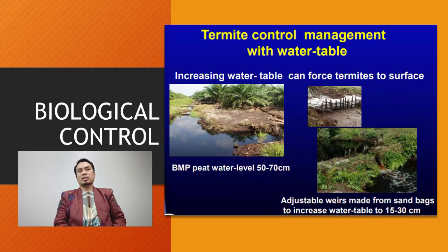Another one we can control is by biological control, where increased water tables can force termites to the surface. So in the BMP pit, the water level is raised around the plants, with an adjustable weir made from sandbags, to increase the water table by 30 to 50 cm. So the termites cannot survive, and maybe we can reduce the termites in that area.